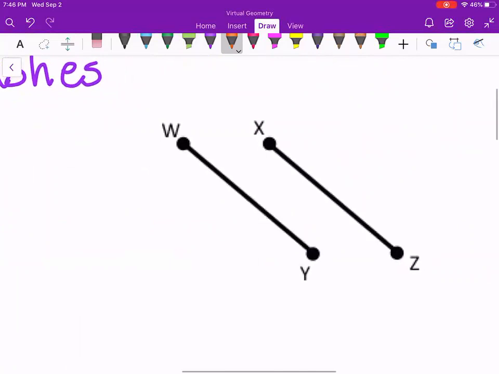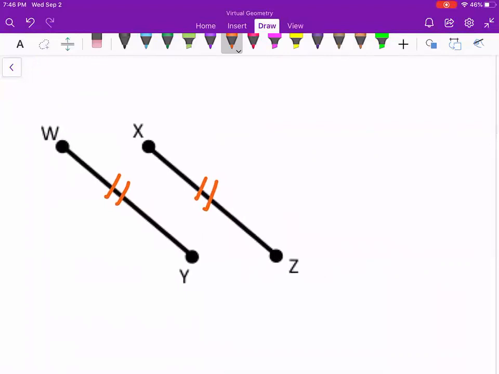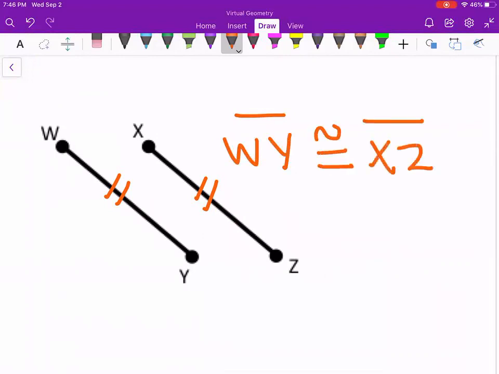Now, not always are the segments that you're going to deal with going to be connected. Just like the second picture I've got over here, segment WY and segment XZ, they are not connected. And there's nothing wrong with that. But we can still say that they are congruent as long as they have matching dashes. Two dashes and two dashes. Even if there was a third one up there that had two dashes, then all three would be congruent. So right now we have segment WY is congruent to segment XZ.